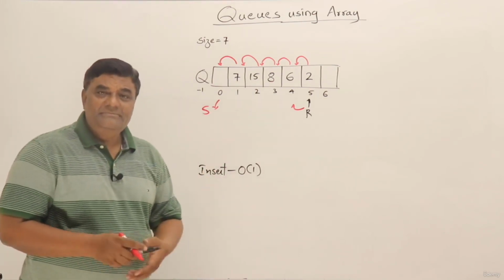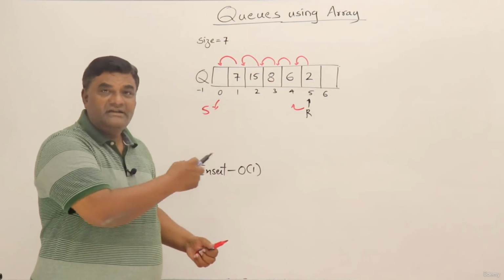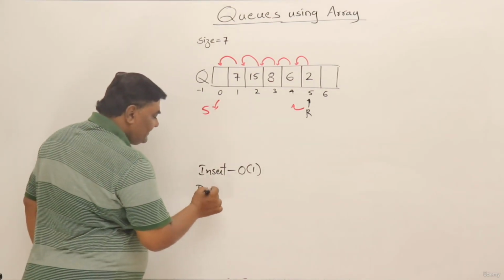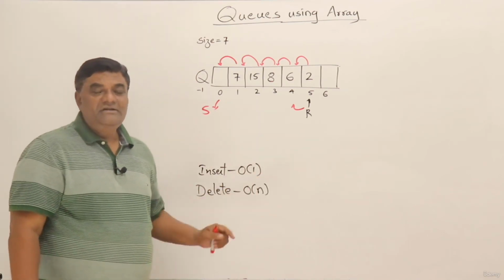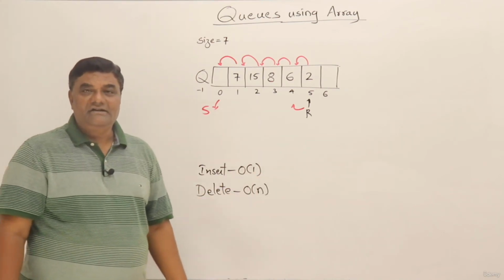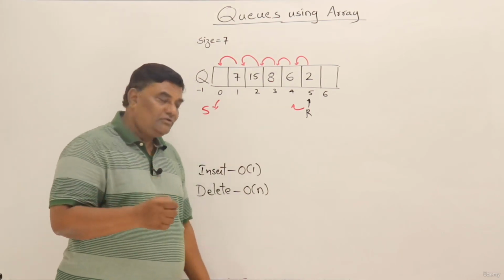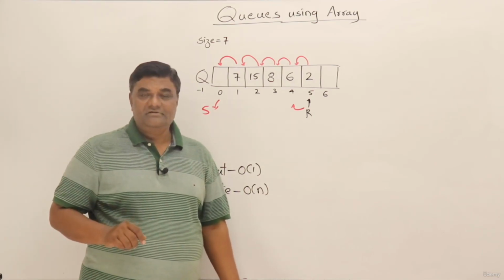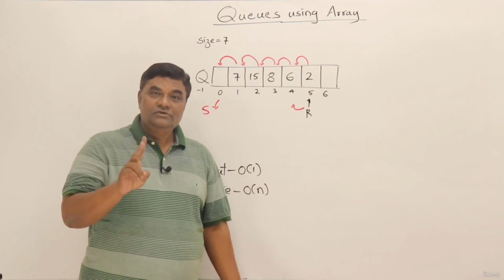And for shifting the elements, how much time does it take for deleting an element? Order of n. As many elements as there are, you have to shift all of them. So the delete operation takes order of n time. So insertion takes order of 1 time, deletion takes order of n time. So this is the drawback, and we want to remove this drawback and make the delete operation also take constant time. So let us see the next method of implementation by using two pointers.